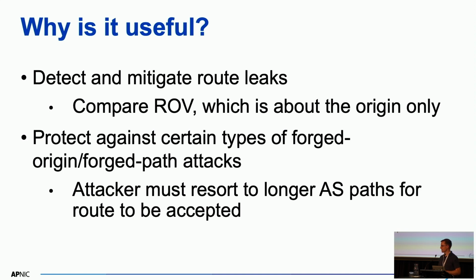Something that falls out of this adjacency information is that it's possible to protect against certain types of forged origin and forged path attacks. In particular, the attacker, to try and get around this constraint, has to add extra ASNs to the path. So that makes the path longer and less likely to be accepted.